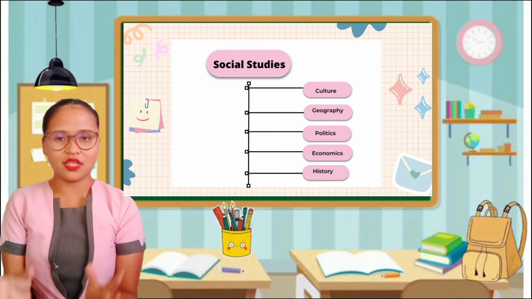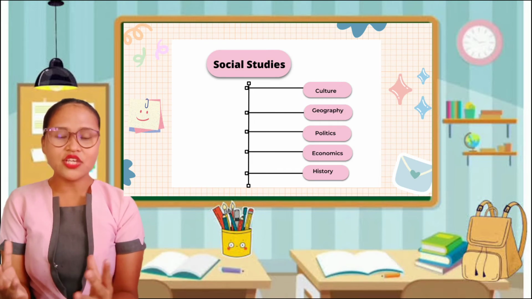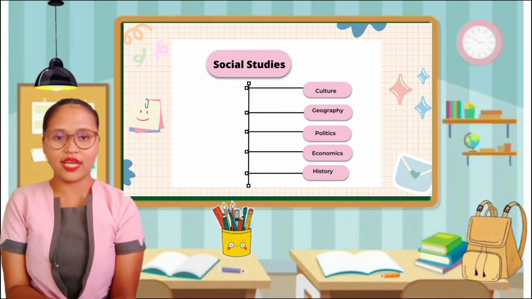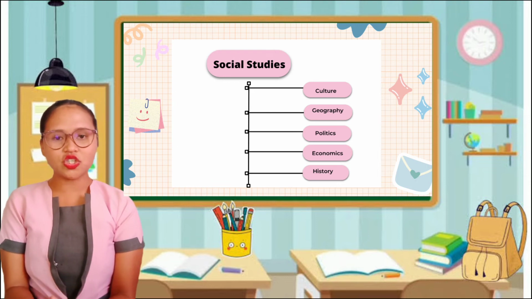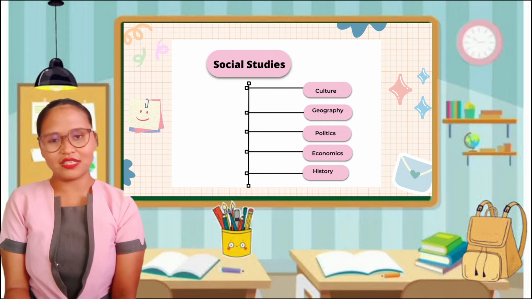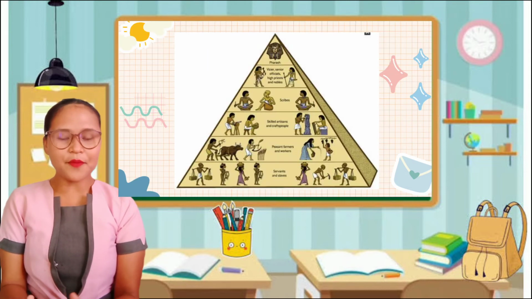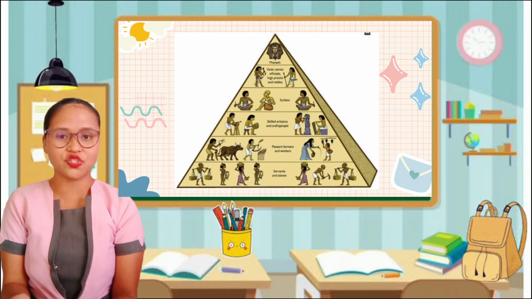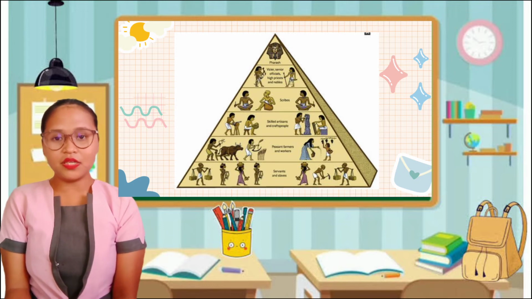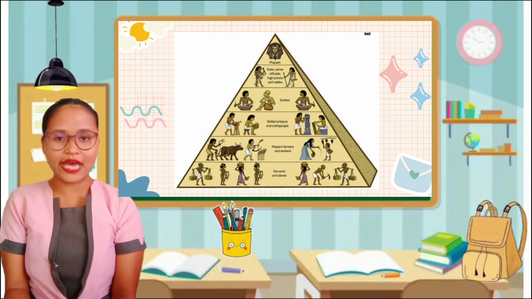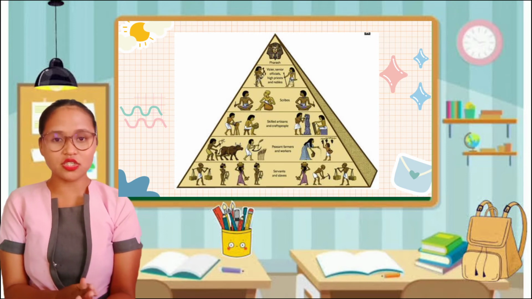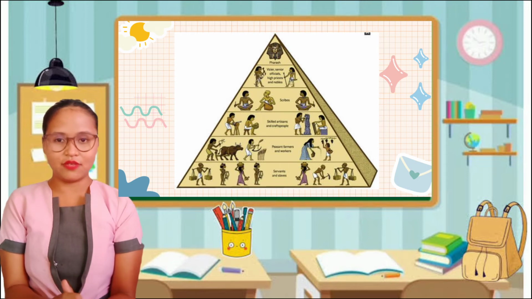Social studies here serves as a single category, and it has its parts, which are the culture, geography, politics, economics, and history. Another example is this pyramid. This is the ancient Egypt's social structure. So as you can see, people are being grouped and organized from the top to bottom in a pyramid according to their status or way of living.